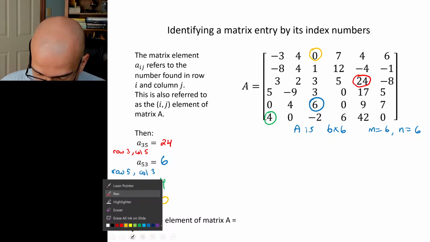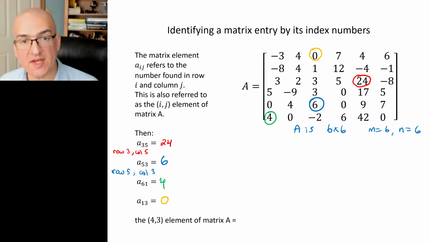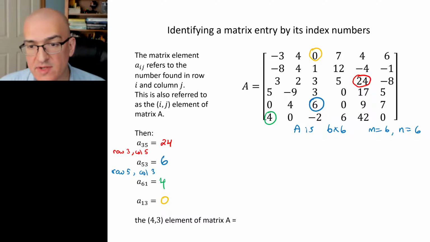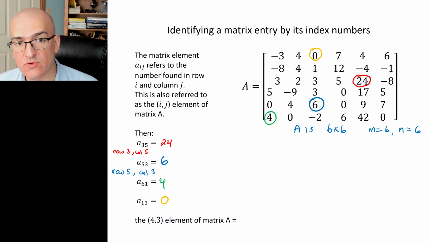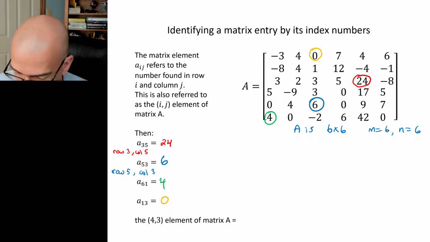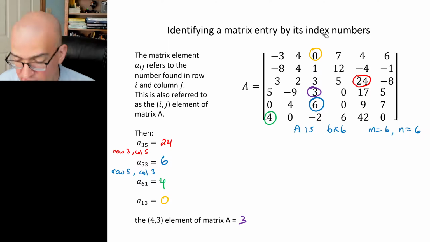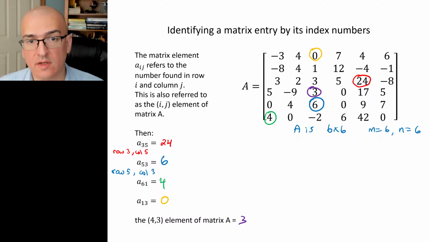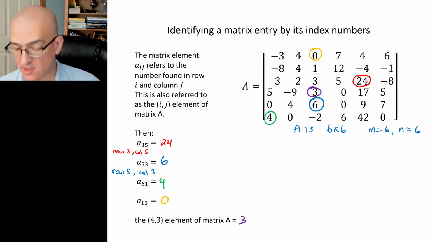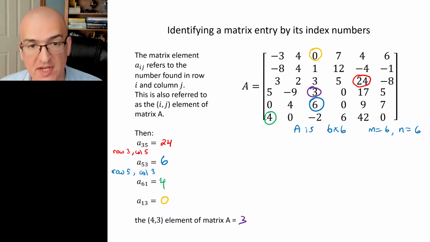And the last question is asking with the alternative notation, the 4-3 element of matrix A, so that's telling us to go to row 4, column 3. So this is the 4th row, and this is the 3rd column, so the answer is 3. That's how you traverse a matrix, or how you find the matrix entry or matrix element based on what the I and J label are.